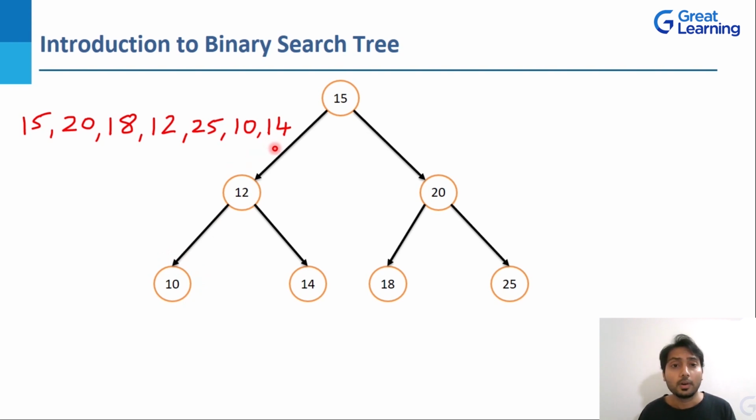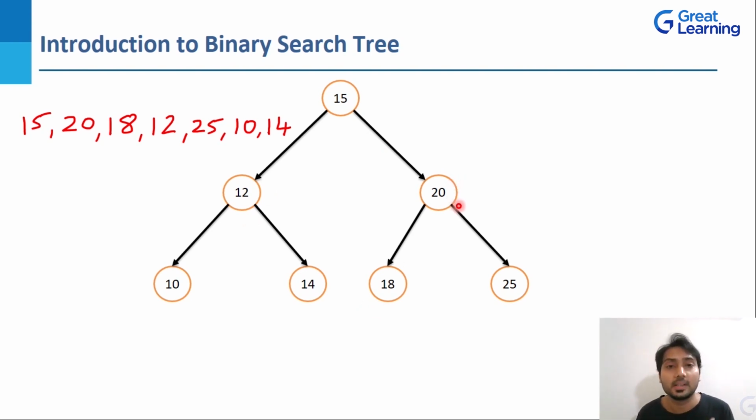The last input we have here is 14. So 14 is smaller than 15. Move to the left. Compare with 12. Greater. Move to the right. And 14 will be placed here as a right child of the node 12. So this is how you get your binary search tree construct. This is how I got this particular binary search tree.